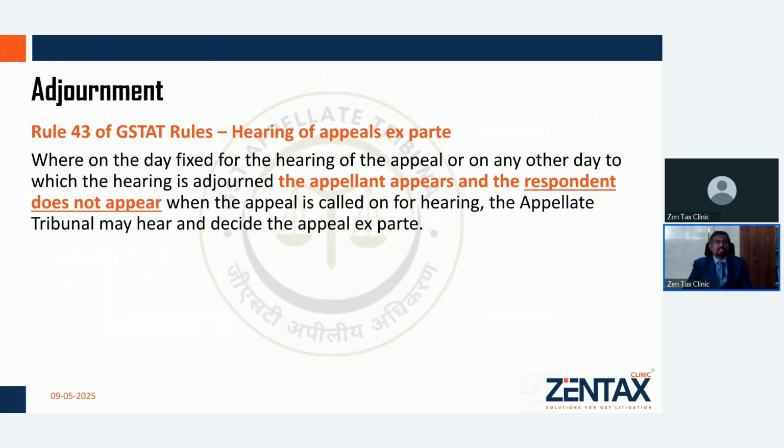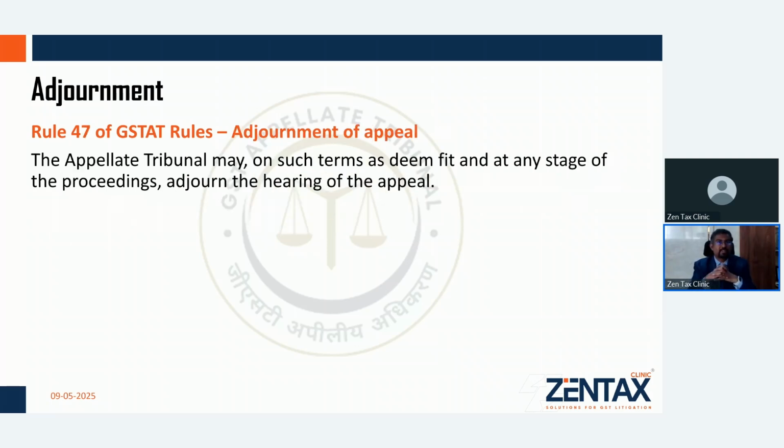Right? Rule 43 of the GST Appellate Tribunal rules is about hearing of appeals ex parte, where the appellant appears and the respondent does not appear. Then the Appellate Tribunal can hear and decide the appeal ex parte. In which situation they do not really have to wait for the respondent; they will just carry on with the case and decide it ex parte even without the presence of the respondent. Rule 42, where the appellant is absent; Rule 43, where the respondent is absent.